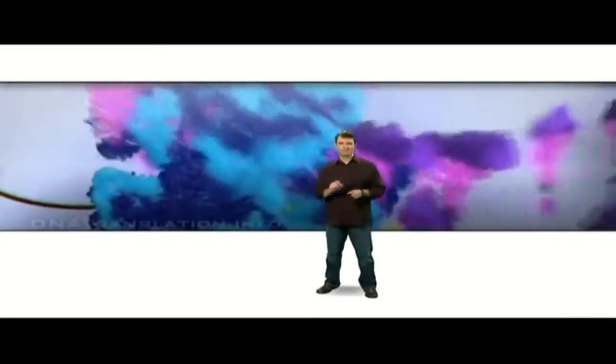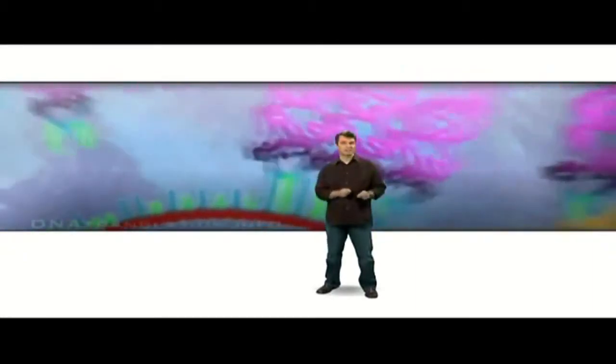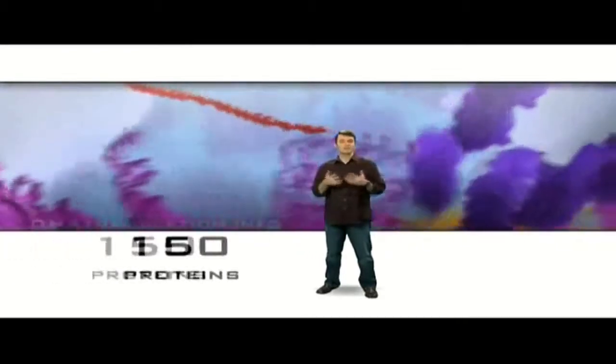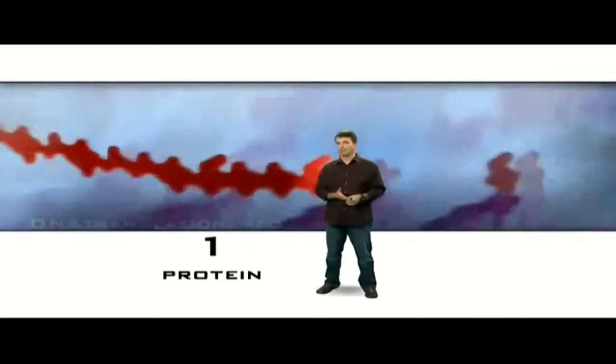Now, get this. Ribosomes are made from RNA and proteins, so the ribosomes are made of the very proteins they manufacture. In fact, it takes over 150 existing proteins to manufacture just one protein. So in essence, it takes a protein to make a protein. It's this chicken and egg scenario that continues to baffle scientists.